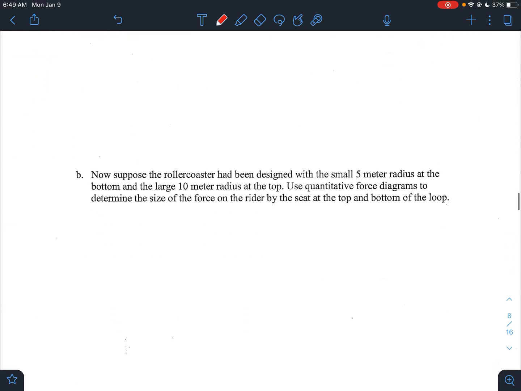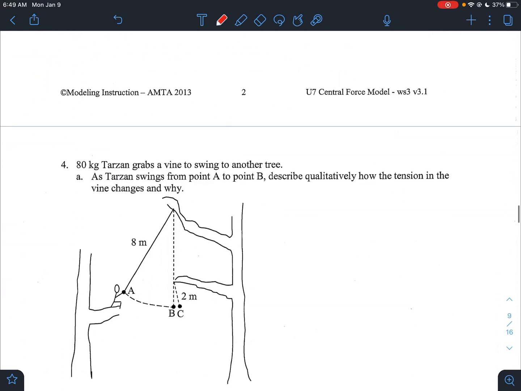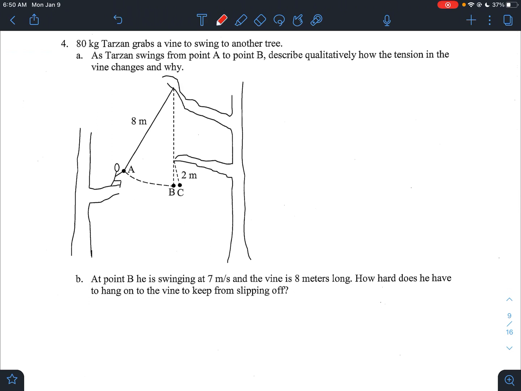Number 3, we're going to skip for a few reasons and go to question 4. So we have Tarzan. Tarzan's going to swing on the vine. And at this location, the branch shortens the radius of the swing, and we need to see what happens. So first we want to sketch out a force diagram, and I know it's going to be for part B, but the conception for A is that as the radius decreases, the tension would have to increase.